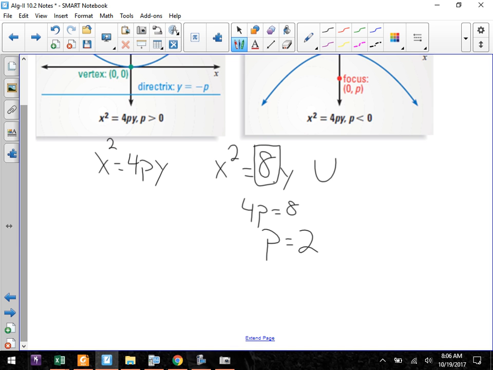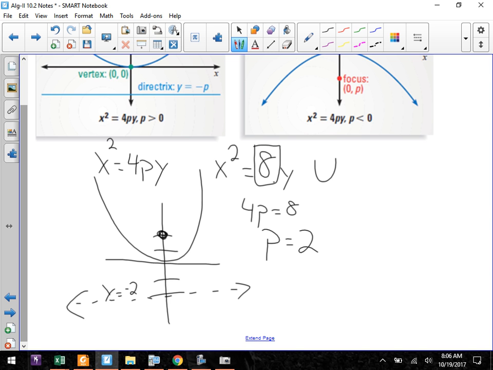So that means that my focus, when I graph this, there's my focus. My directrix is going to be the other way. What's the equation of that horizontal line then? y equals -2 because it's the opposite direction. And your parabola goes like this. Yes, sir.